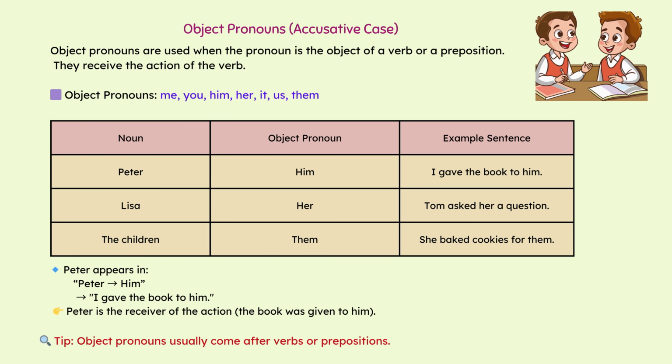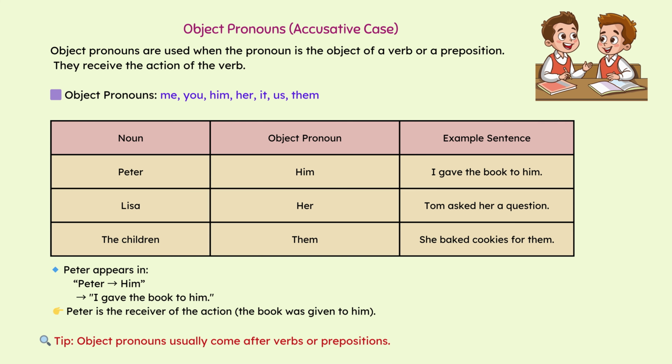Now let's learn about object pronouns, also called the accusative case. An object pronoun is used when the pronoun is the object of a verb or a preposition. That means it receives the action in the sentence. Object pronouns include me, you, him, her, it, us, them. Let's see how they work.